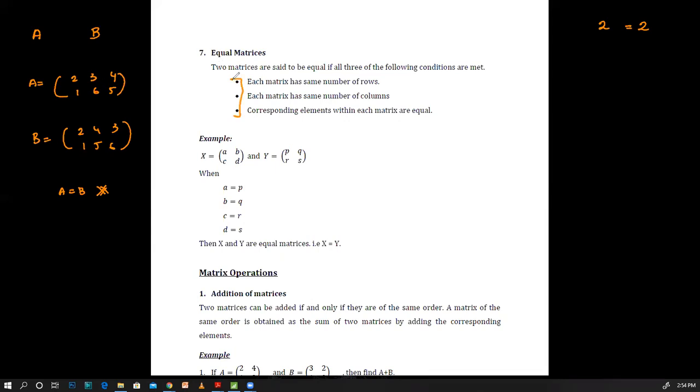It means that if two matrices are equal to each other, the first condition is the number of rows should be equal. The number of rows among the matrices should be equal. The next one is the number of columns should be equal. And the next important thing is corresponding elements.